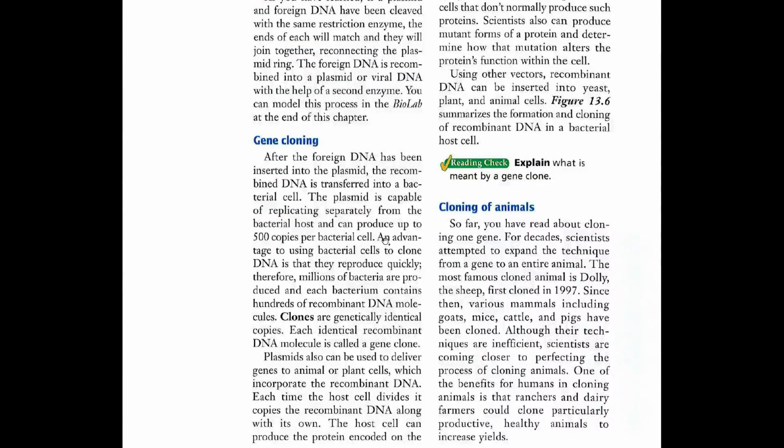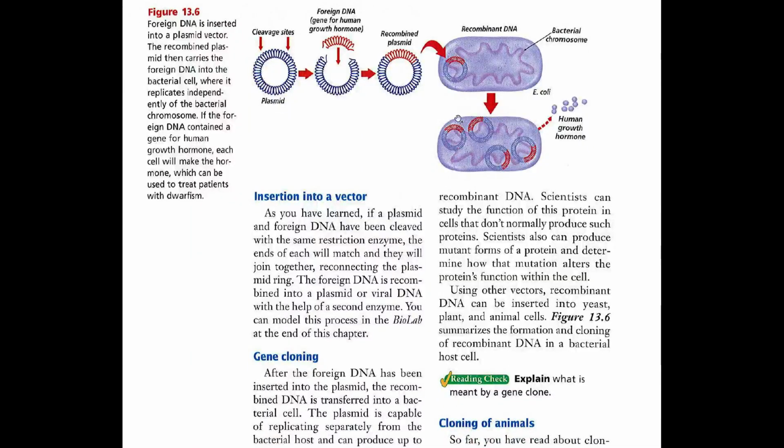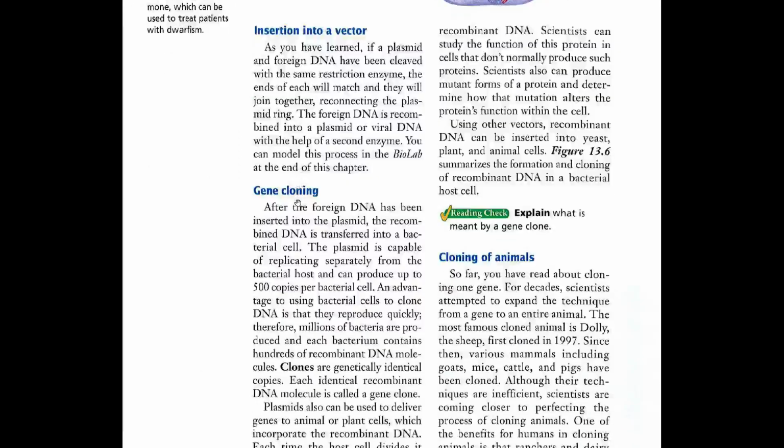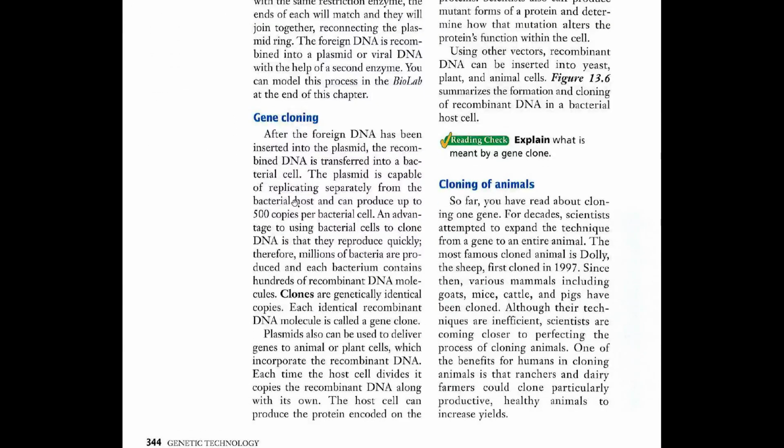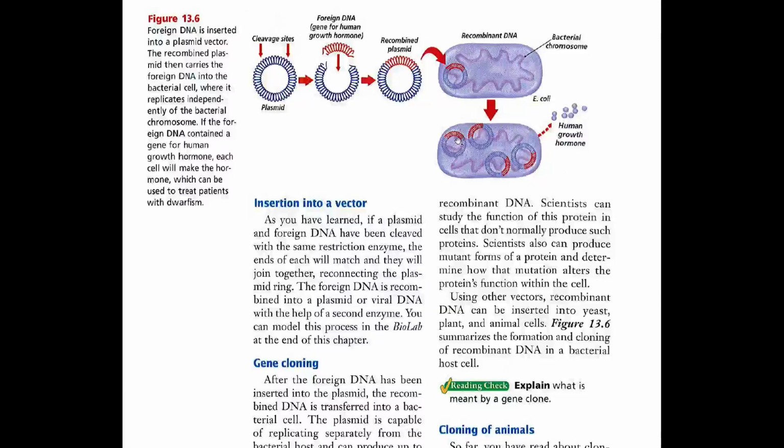Now, bacteria reproduce really fast, so while that's happening, the bacteria is also reproducing with this new little plasmid ring in it, right? So now we have a million different little bacteria, each with our changed plasmid inside of it that's making some weird new compound that we injected into its DNA. Now the word clone, in case we're not sure, means genetically identical copies, and each identical recombinant DNA molecule is called a gene clone. So here we see these are gene clones.